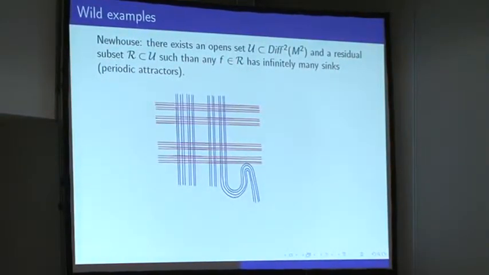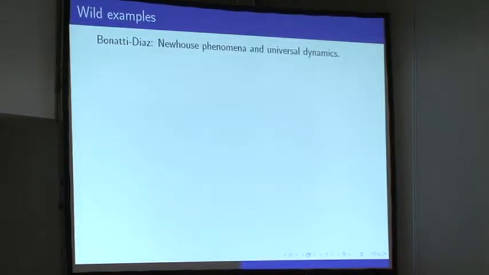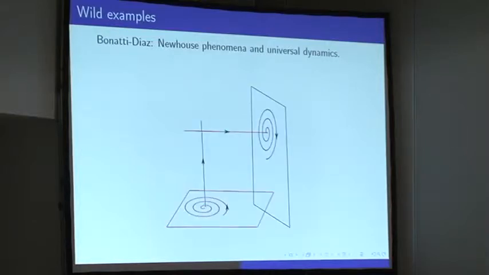So let me also give another wild example, which is by Lorenzo Díaz and Christian Bonatti. They showed this kind of Newhouse phenomenon in dimension greater than 2. It holds in any manifold, in any dimension. And it also holds in the C1 category. It also has a very strange property which is called universal dynamics. And this is the way that they did it.